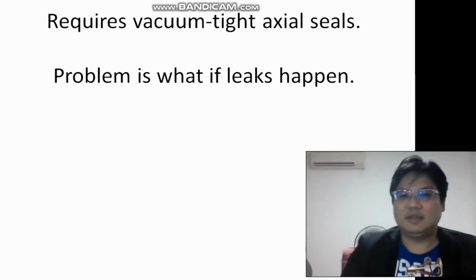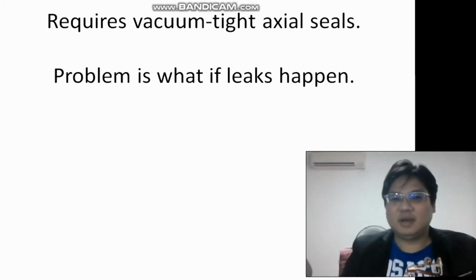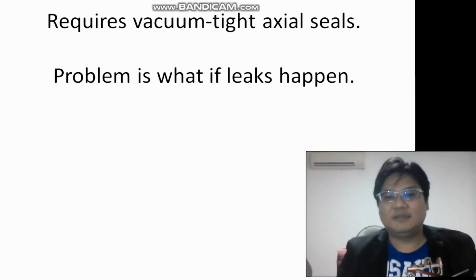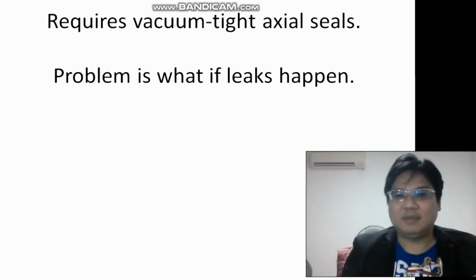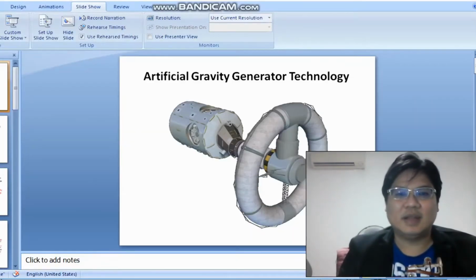So if one just goes off, maybe it might make a chain reaction. So you must be careful. You must always be vigilant to see if there's a leak that happened and then fix the leak. So this is like the artificial gravity.